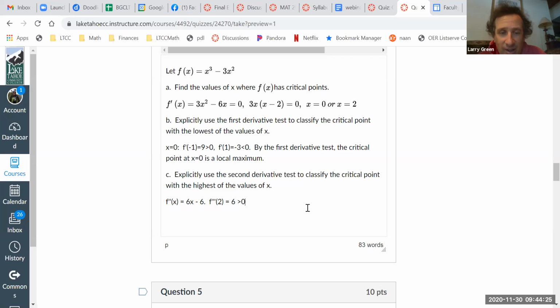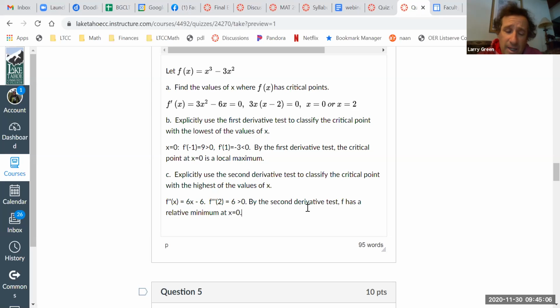What's the important thing about 6? It's greater than 0. So now you've got to remember, by the second derivative test, f has a relative what? What kind of critical point? Yeah, minimum at x equals 2. Any questions on this problem?